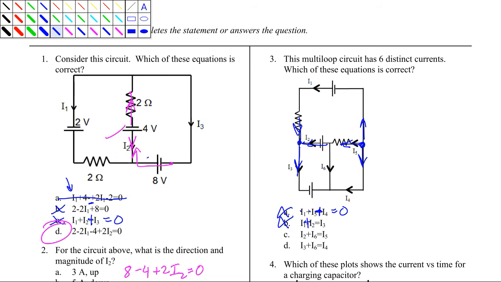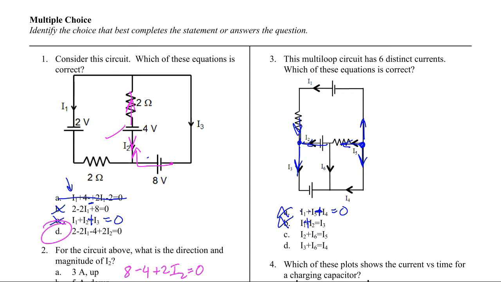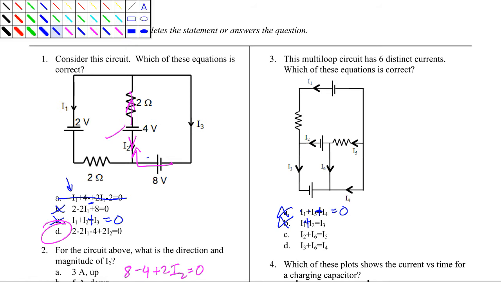I2 plus I6 equals I5. Let's clear this up a little bit. That's right here. I have I6 and I2 going out and I5 going in. So it should say I5 equals I2 plus I6. That is what it says. So C must be the right answer.